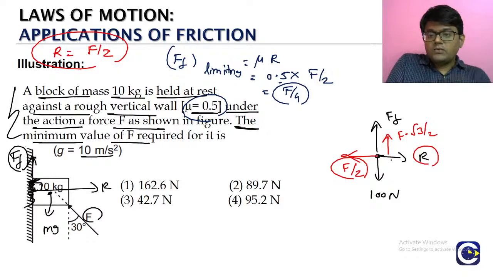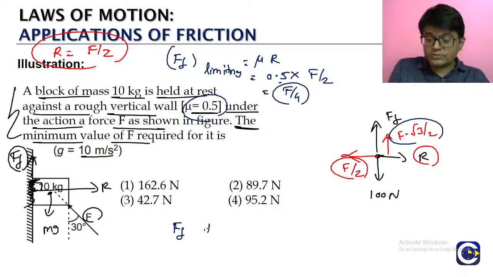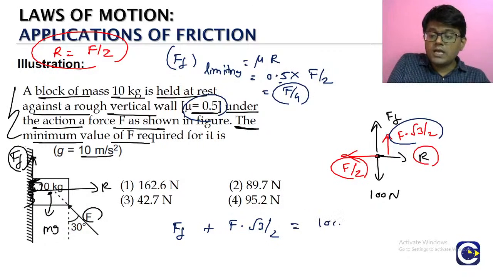Now vertically also there is no motion because they are saying it is held at rest. Means do the force balance vertically. Upward force is frictional force plus F into root 3 by 2, which is equal to 100. Frictional force plus F into root 3 by 2 is 100.